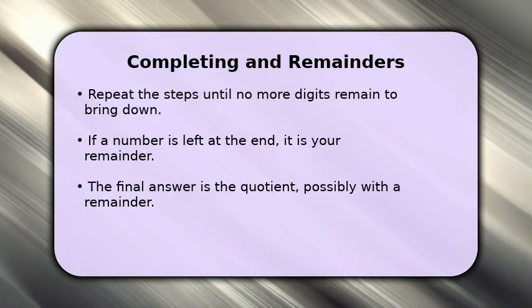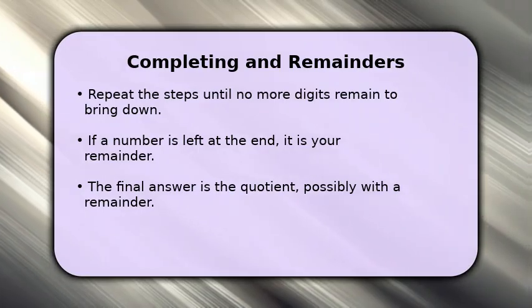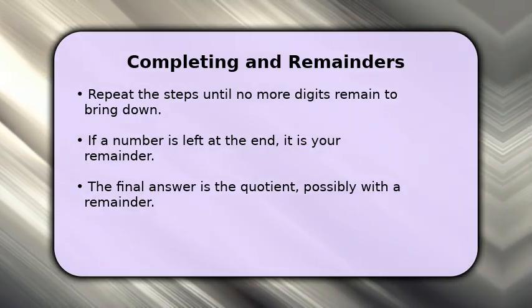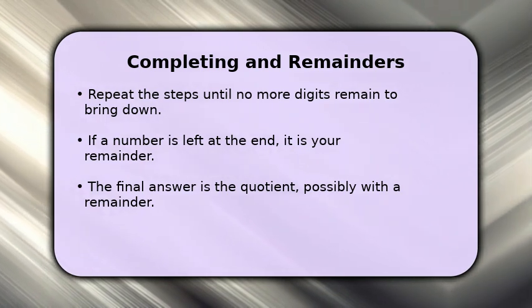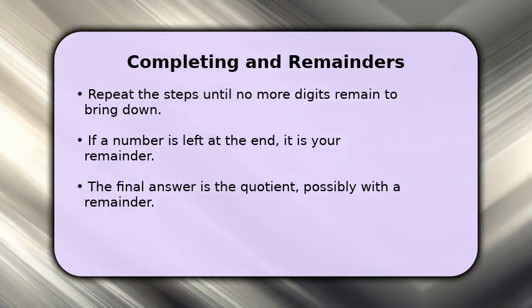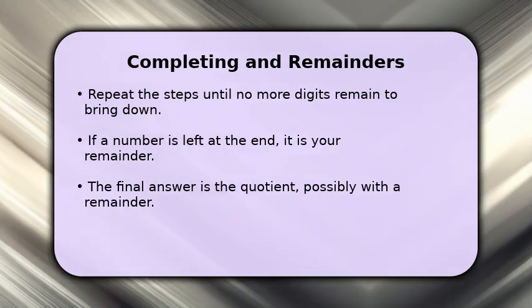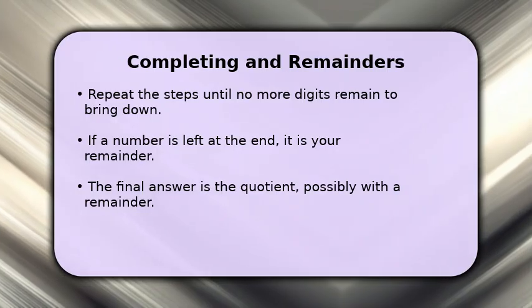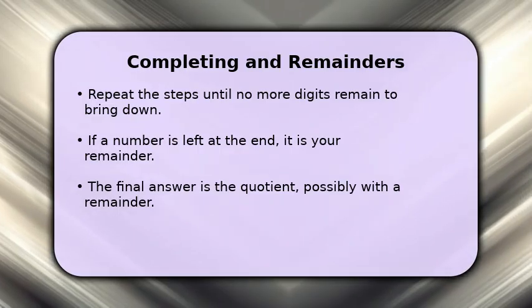You will continue repeating the divide, multiply, subtract, and bring down steps until there are no more digits left in the dividend to bring down. If, after your final subtraction, you have a number greater than 0 but smaller than your divisor, that number is your remainder. Your complete answer is the quotient you built on top, followed by the remainder, if one exists. This systematic approach ensures accuracy every time.